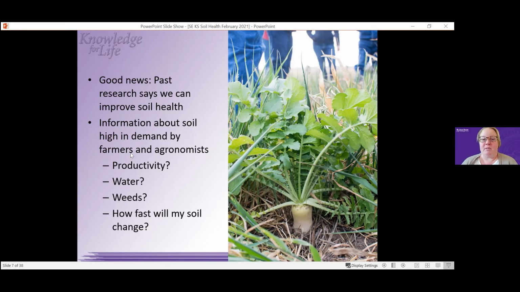There are some other short-term things too, though. Water relations. If it takes water to produce a cover crop, how does that affect my soil? Weeds. I know that's probably the number one question right now is about weeds and cover crops. So how can I control problem weeds with cover crops as part of my integrated pest management system? And then the question about how fast will my soil change?